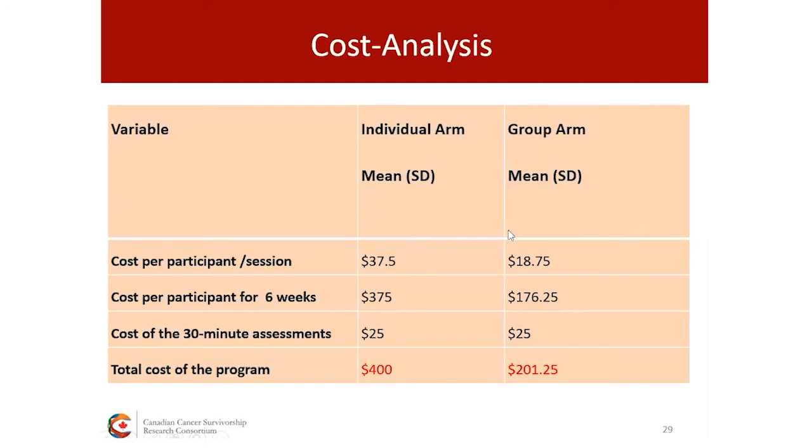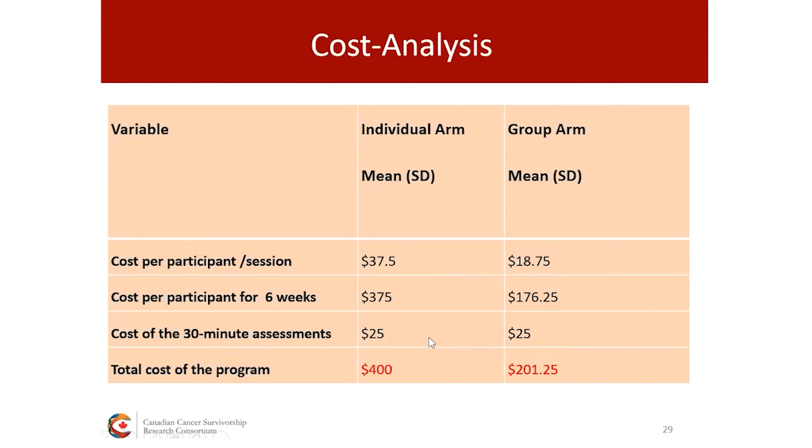For the group arm, the costs were calculated using the average number of patients divided by the hourly acupuncturist fee. That gave us the average hourly cost for each patient. On average, we had about 4 patients in each group. So the cost per participant per session for the group arm was about $18.75. Although the session went on for 90 minutes, the total stay of each participant was about 45 minutes. This brings us to the total cost per participant for 6 weeks, which was about $375 for the individual arm and $176 for the group arm.